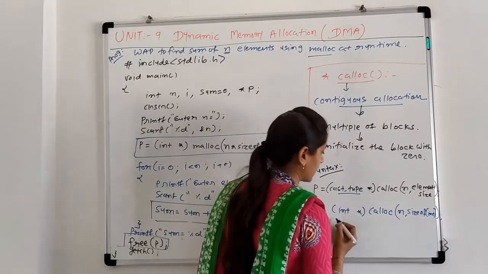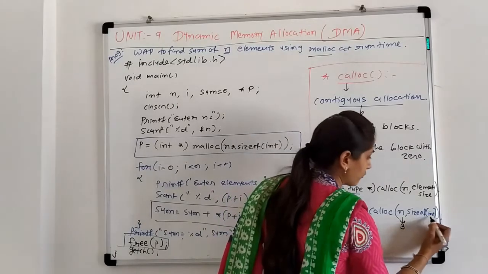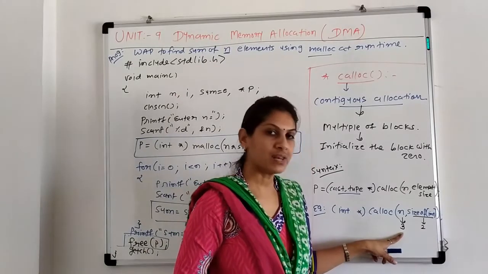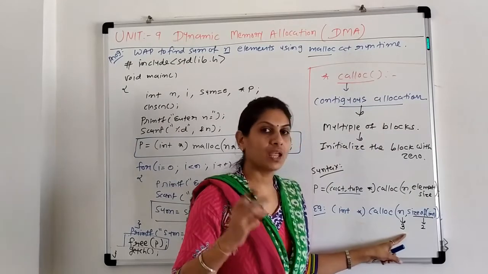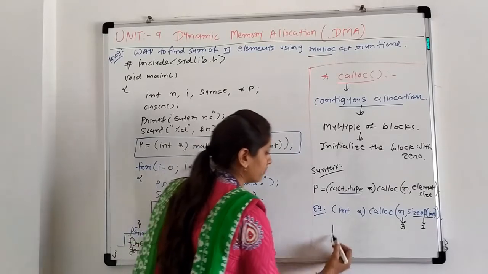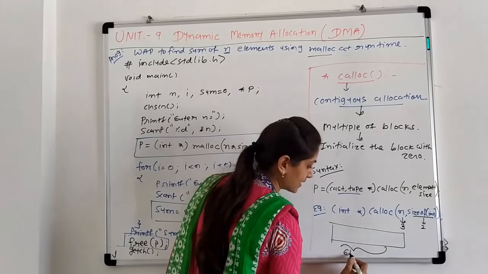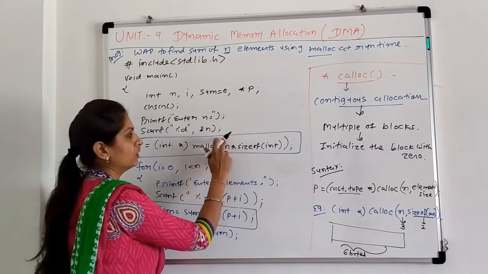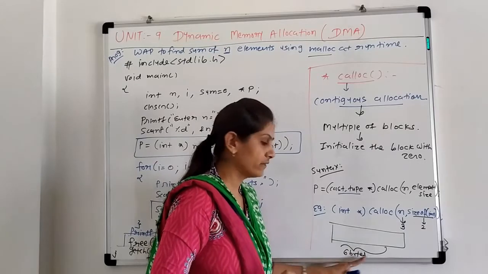So what happens when we are writing this? Suppose n equals 3, and the size of integer is 2. So with 3, how many blocks are created? N number of blocks, that is multiple blocks. So here 3 blocks are created with size 2. The total size is 3 into 2, that is 6 bytes, which is the same as for the malloc function. Suppose here n into 2, that is 3 into 2. One block of 6 bytes is created in malloc.